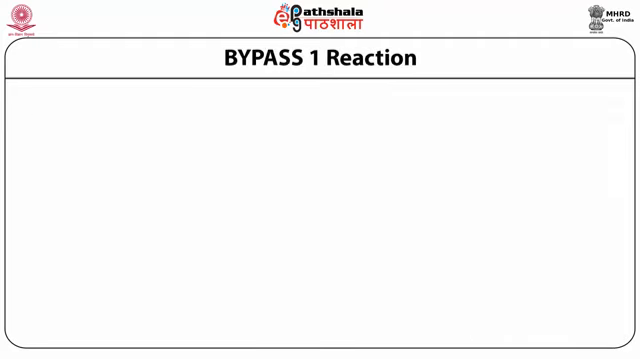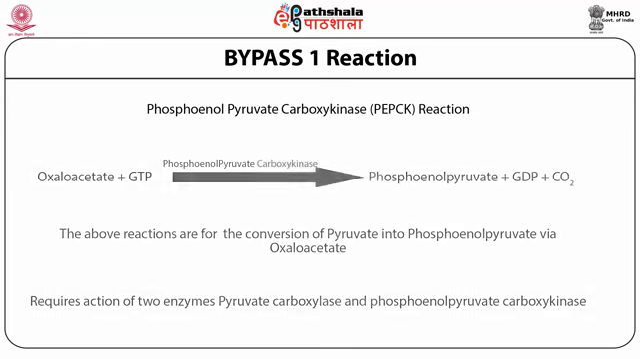This reaction shows the formation of phosphoenol pyruvate from oxaloacetate, a reaction catalyzed by phosphoenol pyruvate carboxykinase utilizing energy from GTP. There is no net fixation of carbon dioxide, as at the end of this reaction the carbon dioxide that was initially incorporated by pyruvate carboxylase into pyruvate is subsequently released by phosphoenol pyruvate carboxykinase.